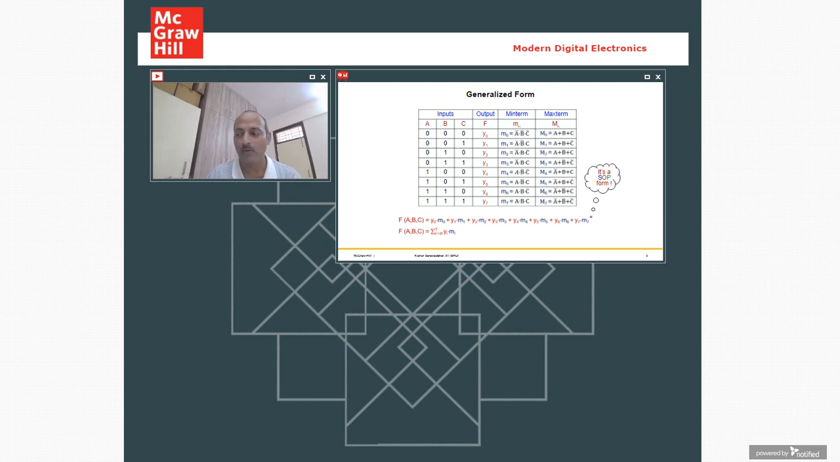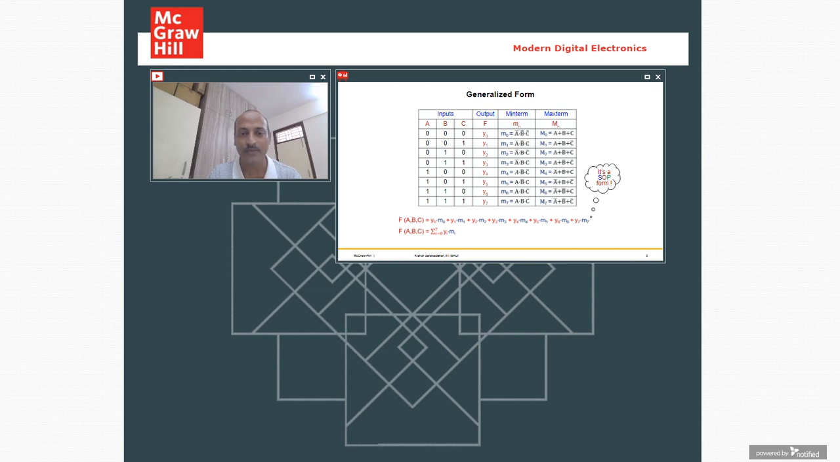Okay, so what is going to happen? The function in generalized format, if I want to write, I can write the output expression f is a function of three input variables a, b and c, and we can equate it to y0 m0. So y0 is whatever the function value in the first row is. It can be 0 or it can be 1, and then corresponding to it is the min term m0.